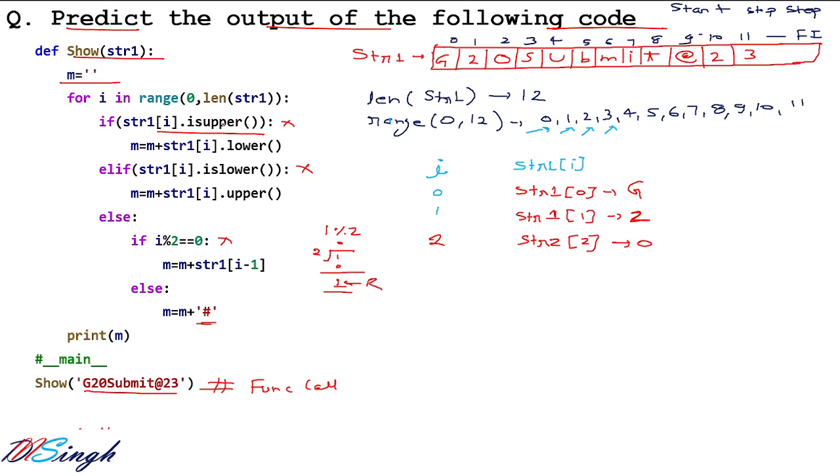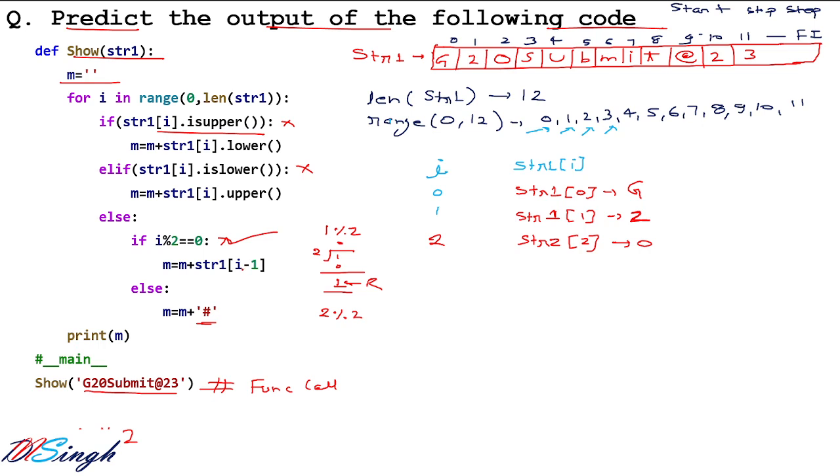Now this is not a character, so you cannot have uppercase or lowercase, so immediately it will come to the else part. And if I mod 2, what is the value? I is 2 for this particular case, and 2 mod 2 will result in 0. So this condition is true for the case of I equal to 2. What will happen? It will concatenate the I minus 1 index value to m. I minus 1 means 2 minus 1 is 1. The value at index 1 in str1 is what? 2. So 2 will be concatenated here.